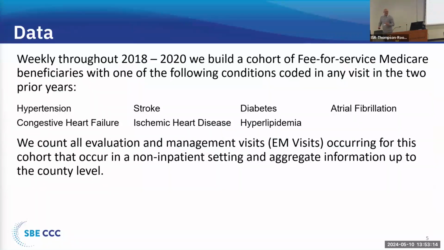Now, speaking of Medicare, that's actually the data that we're going to be looking at. So weekly throughout 2018 and all the way through 2020, we built a cohort of fee-for-service Medicare beneficiaries with one of the following conditions coded in any visit in the prior 2 years. Some of you all are probably familiar that Medicare has a chronic conditions file that has all of these in it. This is the same thing you would find for those files, except we remade this on a week-by-week basis so that people could come in or fall out of that cohort if they didn't have a visit more or less exactly in that 2-year period.